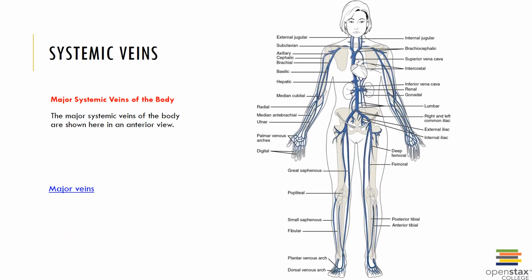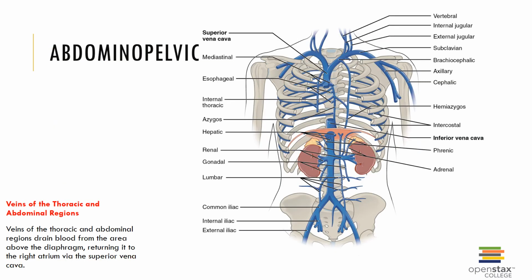Now, the systemic veins. So the major veins of the systemic circulation are shown here for you. And then there are several slides, just like with the arterial system, that will highlight certain vessels of the body for the venous system. So the thoracic and abdominal regions are noted here. There are not as many extensive branches in the abdominal region for the venous system as there are for the arterial system.